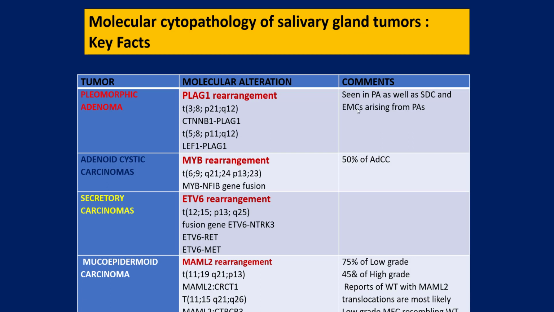Now, this is seen in pleomorphic adenoma as well as salivary duct carcinoma and epithelial myoepithelial carcinoma, which can arise on the pleomorphic adenoma. So if you have a salivary duct carcinoma, you want to know, did it arise on a pleomorphic adenoma? Because sometimes the benign tumor could be completely overrun. If you see a PLAG1 gene rearrangement, this is indicative of the fact that this is on a pleomorphic adenoma.